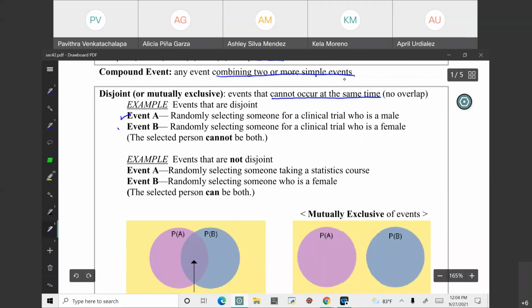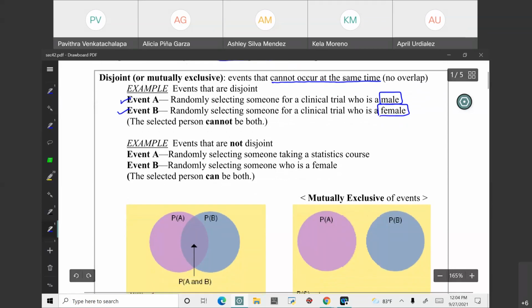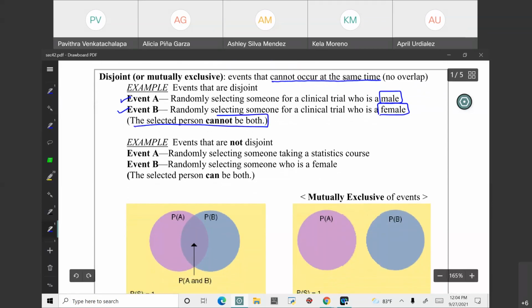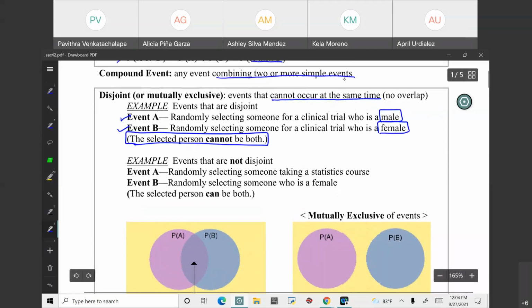Now event A, event B are the two events. Now if I select someone who is a male, I cannot select the same person as a female, right? It cannot occur at the same time. I am supposed to choose only one person. It could be male or female. It cannot be both. That means events cannot occur at the same time. So those events are called as mutually exclusive events, or also called as disjoint events.